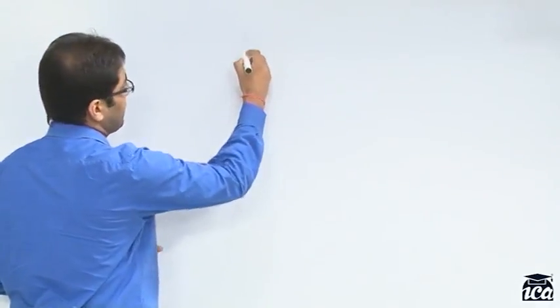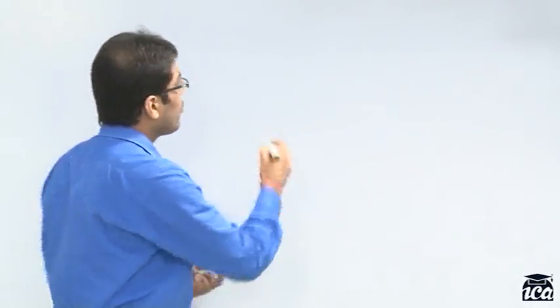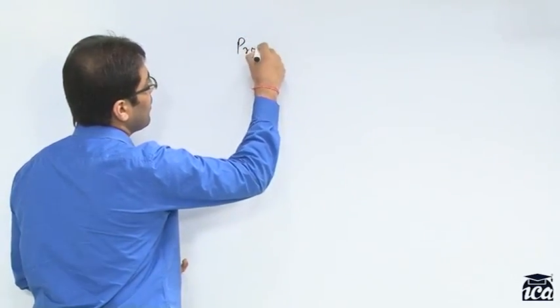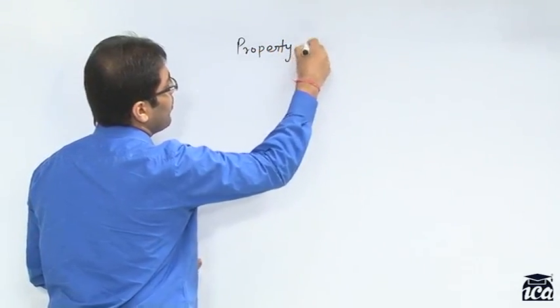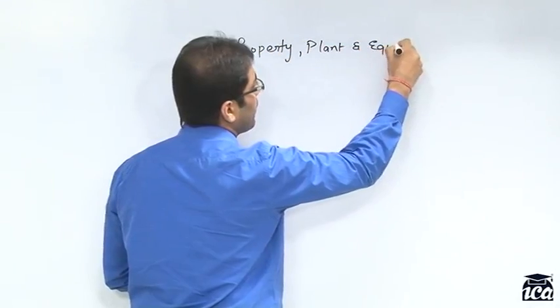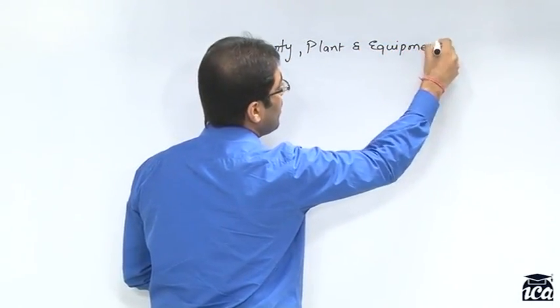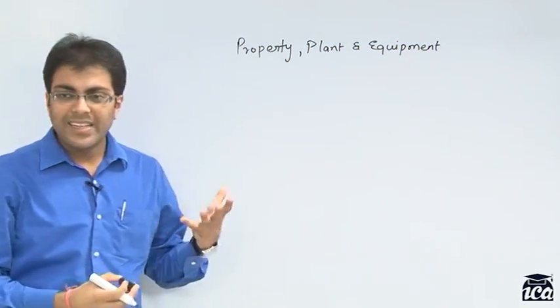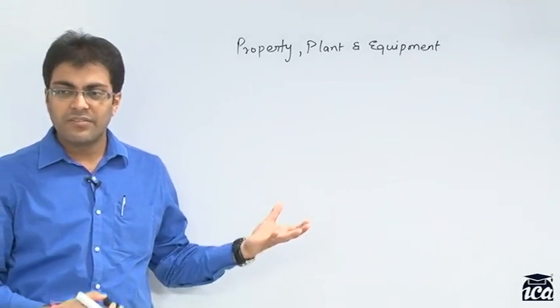When we talk about IFRS in particular, a fixed asset is known by a different name, and it is known as property, plant and equipment. Practically speaking, there is no difference. It's just a different name.